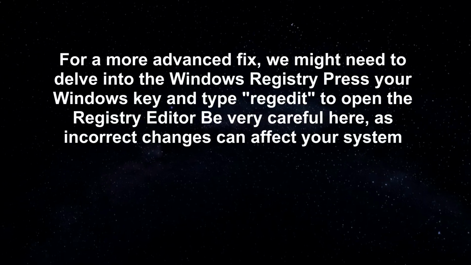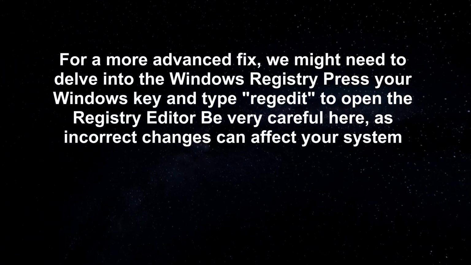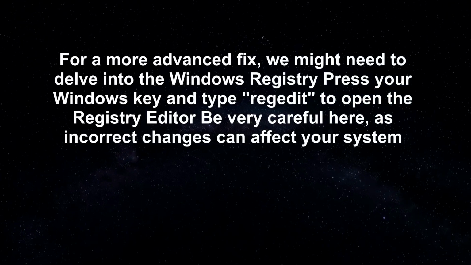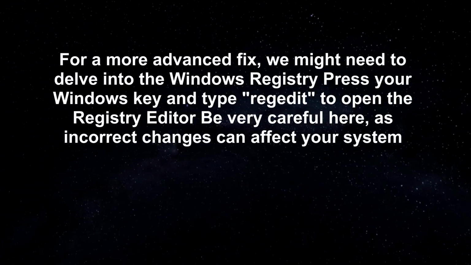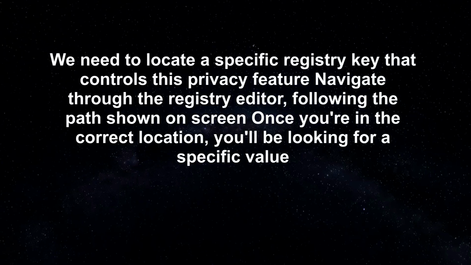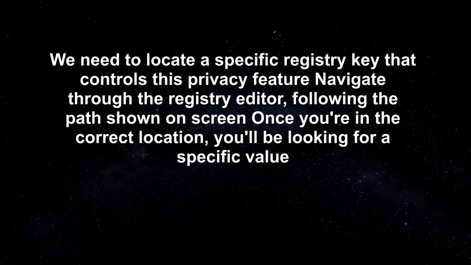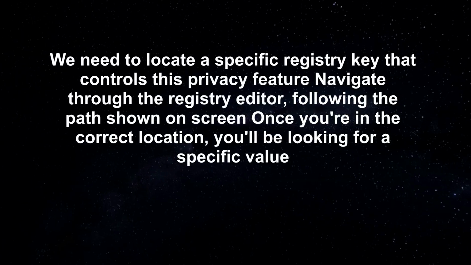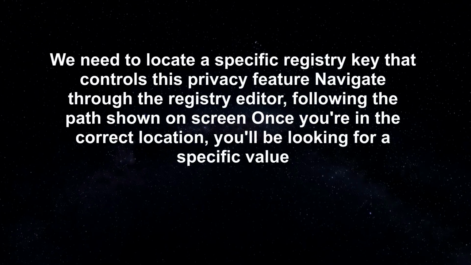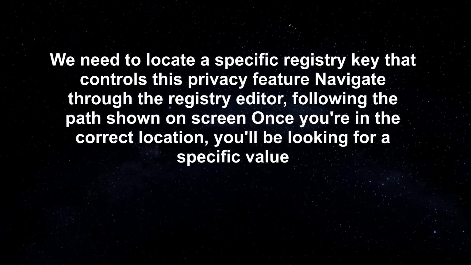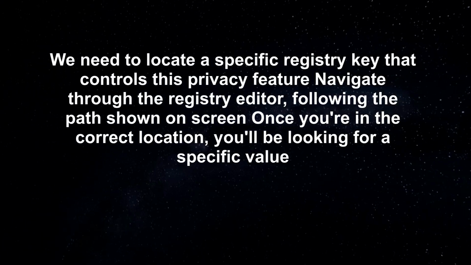Press your Windows key and type Registry to open the registry editor. Be very careful here, as incorrect changes can affect your system. We need to locate a specific registry key that controls this privacy feature. Navigate through the registry editor, following the path shown on screen. Once you're in the correct location, you'll be looking for a specific value.